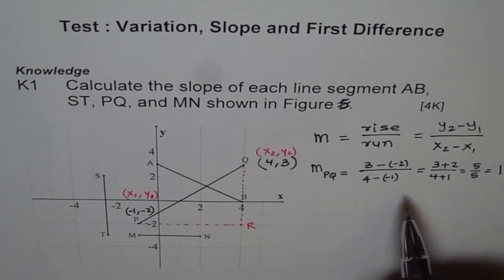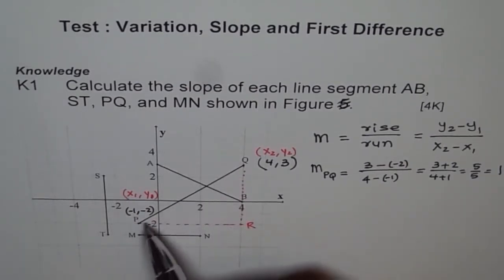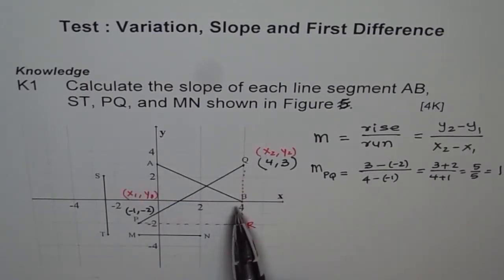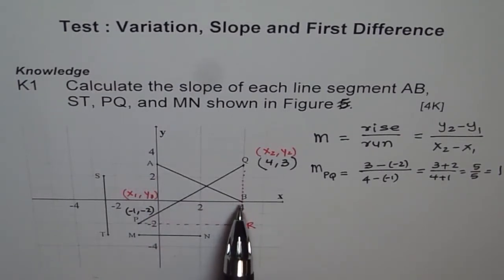Positive 1. Whenever you see a line, you have to see it from left to right. If it rises, the slope is positive. If it falls, the slope is negative. Therefore, the slope of line AB will be negative.